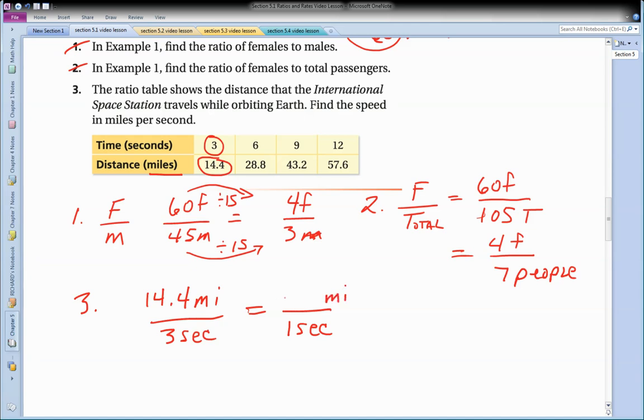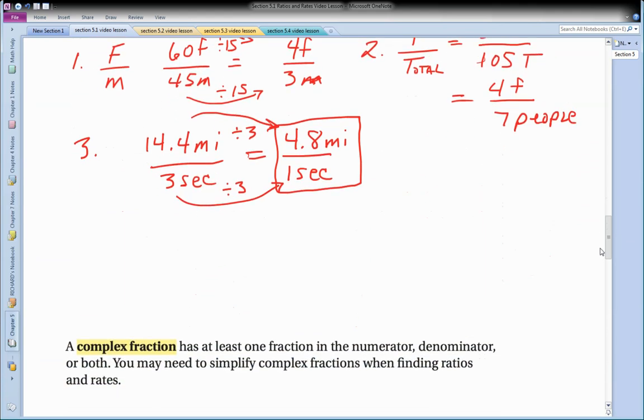I don't know what it is yet, but it's for every 1 second because I know speed is a unit rate. So to go from 3 to 1 using division, I divide by 3. So I need to divide the numerator by 3. And when you do that, you end up with 4.8. Put that in your calculator and check my work. So this is your speed. So that International Space Station is moving pretty quick, right? 4.8 miles per second. And so we're done with those.